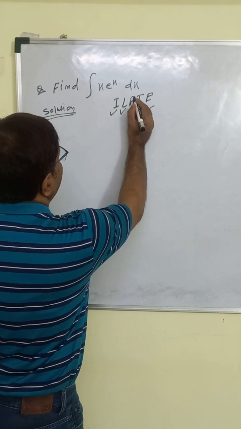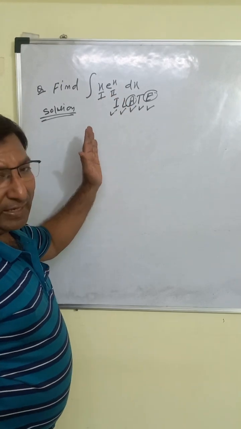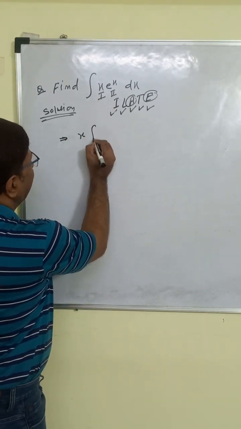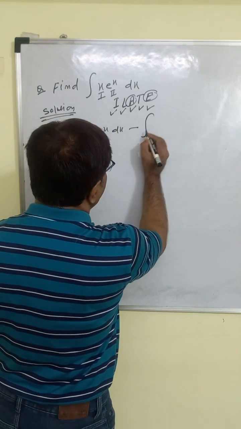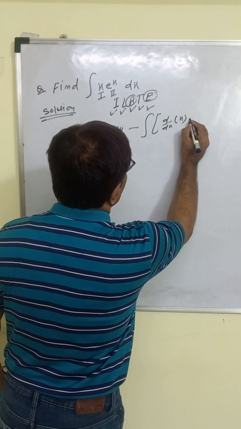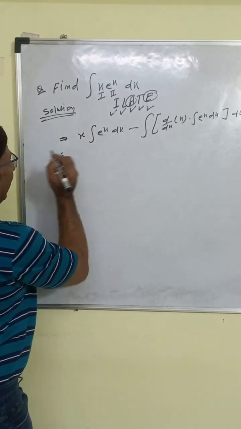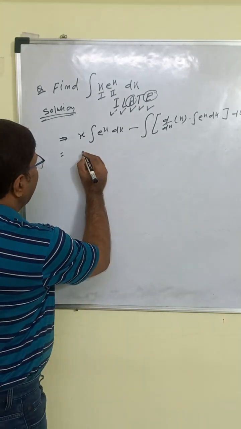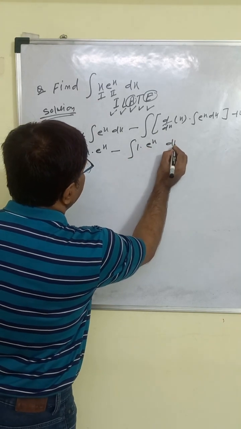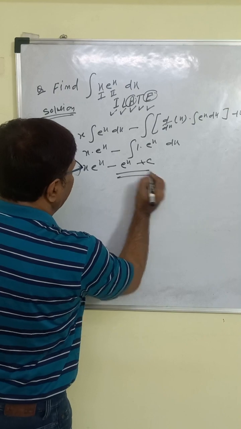Here x is algebraic, and this is exponential. So algebraic is first and exponential is second. This is the first step. Now the integration by parts rule: leave the first function, x, and integration of second function, minus integration of the derivative of first function, that is derivative of x, into integration of second, that is integration of e^x dx, and whole of integration. We know integration of e^x is e^x only. So we write x into e^x minus integration, derivative of x is 1, into e^x dx. So again we can write x e^x minus integration of e^x plus c. So this is our correct answer.